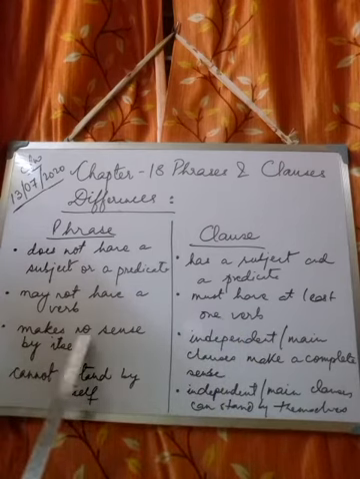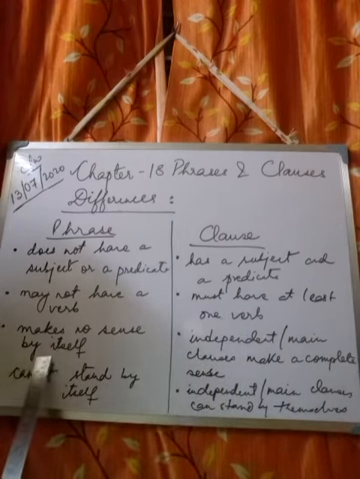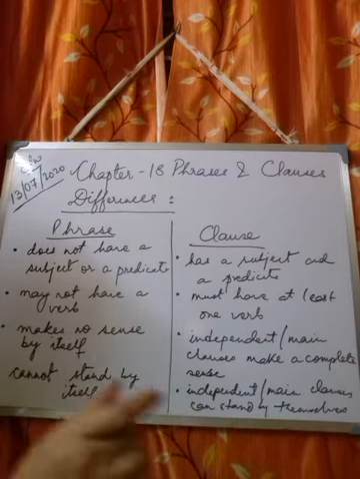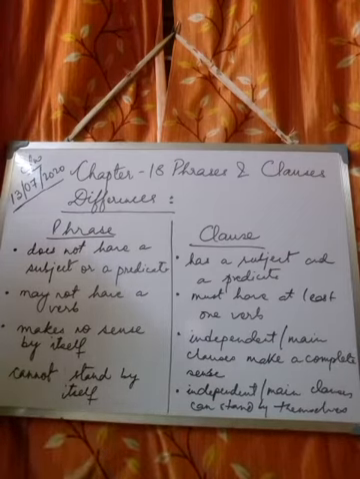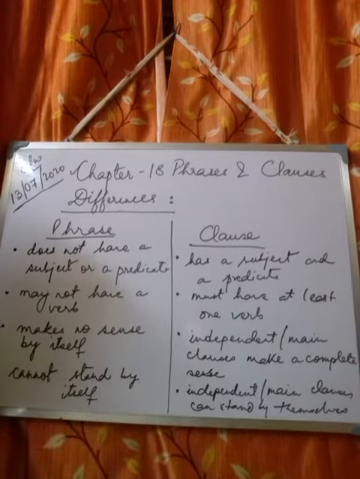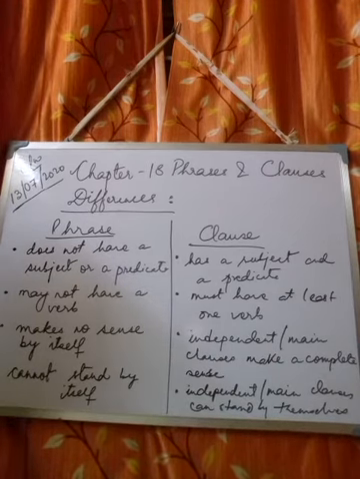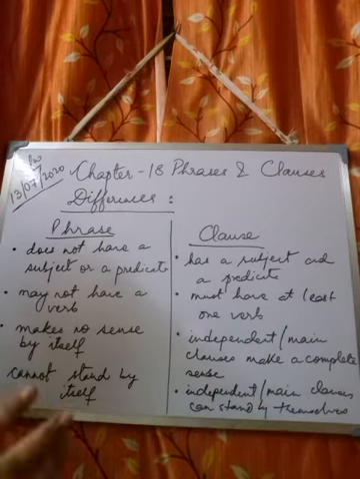A phrase makes no sense by itself. That's true, isn't it? If we take that group of words and try to analyze if there is any meaning implied by that group of words, we find that it makes no sense if it is not used in relation to the other words or the other part of the sentence.